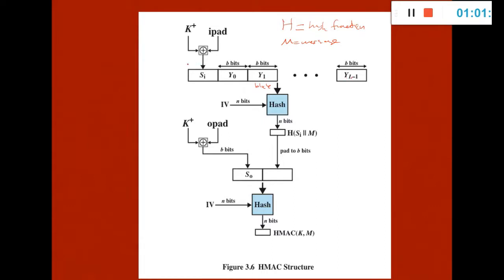Then you have b, the number of bits in a block. L is the number of blocks in M. And n is the length of the hash code.